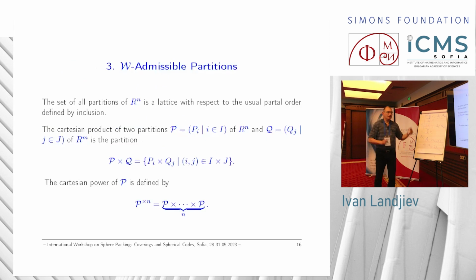Now we consider partitions of the ambient space. The set of all partitions, of course, can be made into a lattice with respect to the usual partial order defined by inclusion. Defined by, I would say, refinement here. I don't know. I've written inclusion here.